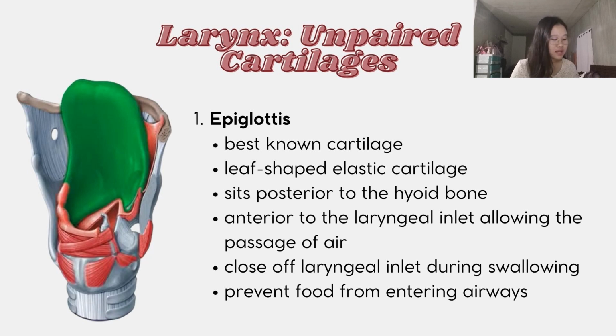The epiglottis is anterior to the laryngeal inlet, allowing the passage of air. And the main function of the epiglottis is to close off the laryngeal inlet during swallowing and prevent food from entering the airways. So it prevents us from choking also.